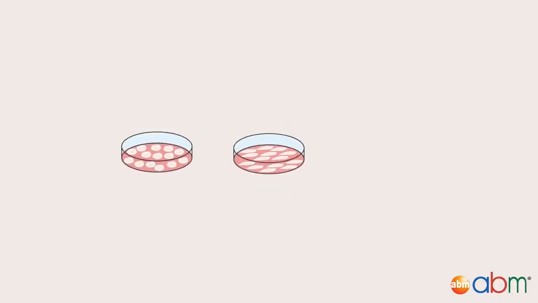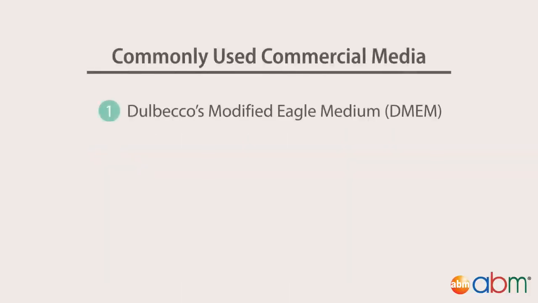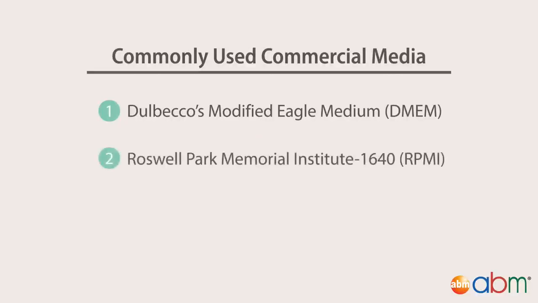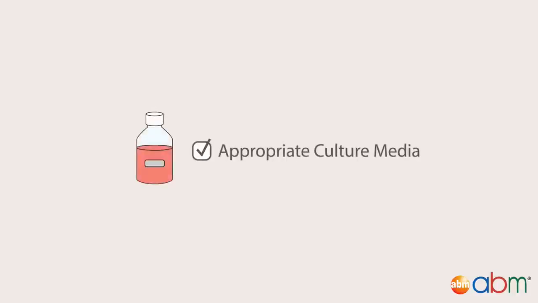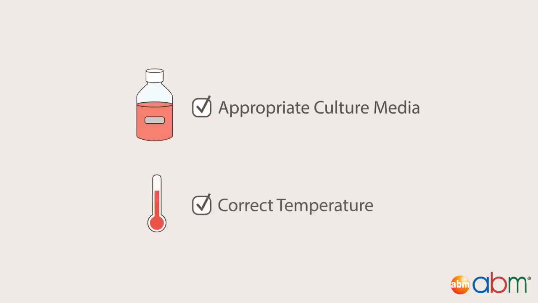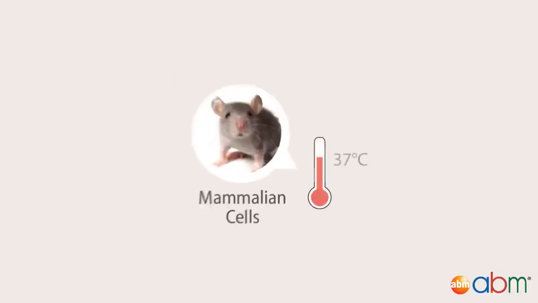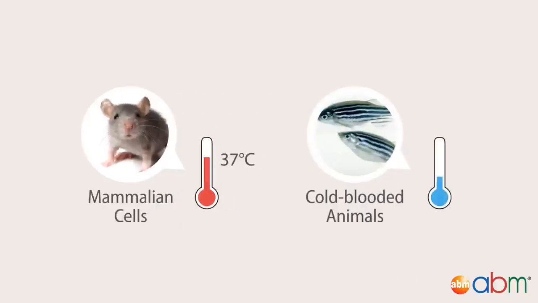Different cell lines generally require different types of media, and the most commonly used commercial media today are Dulbecco's Modified Eagle Medium, or DMEM, Roswell Park Memorial Institute 1640, or RPMI, and Ham's F12 Nutrient Mixture, or F12. Apart from using the appropriate media for growth, the cells are also maintained at the correct temperature. For example, most mammalian cells are incubated at 37 degrees Celsius for optimal growth, while cells derived from cold-blooded animals should be kept at lower temperatures.